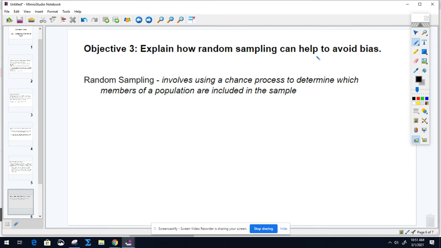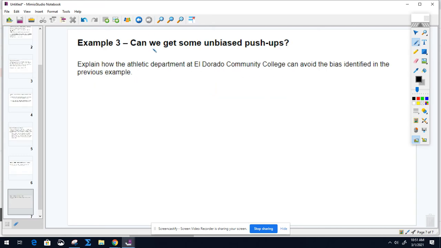Explain how random sampling can help to avoid bias. So random sampling involves using a chance process to determine which members of a population are included in the sample. Okay, so again, it's a chance process. It's not given directly to a person. It's just by chance that this person is selected. So can we get some unbiased push-ups? Explain how the athletic department at El Dorado Community College can avoid the bias identified in the previous example.